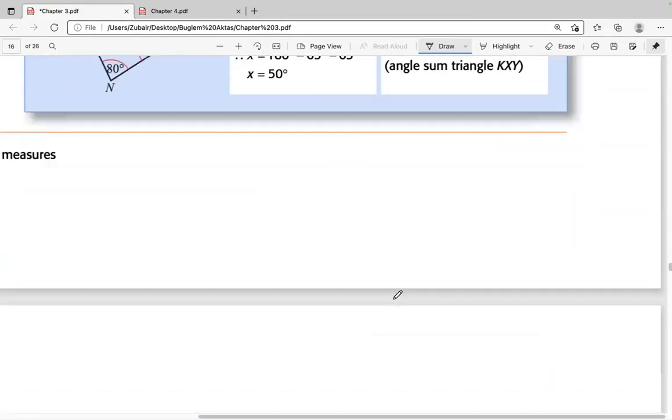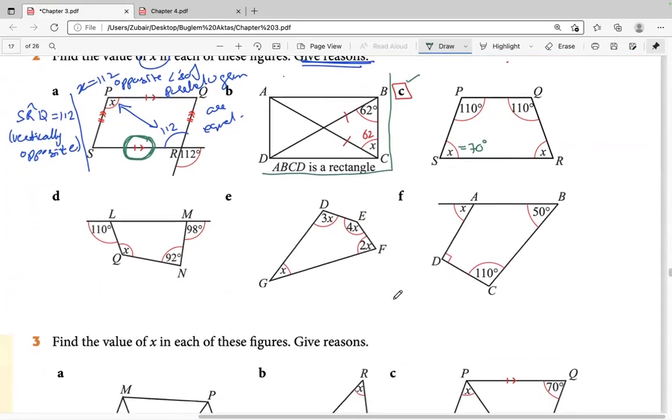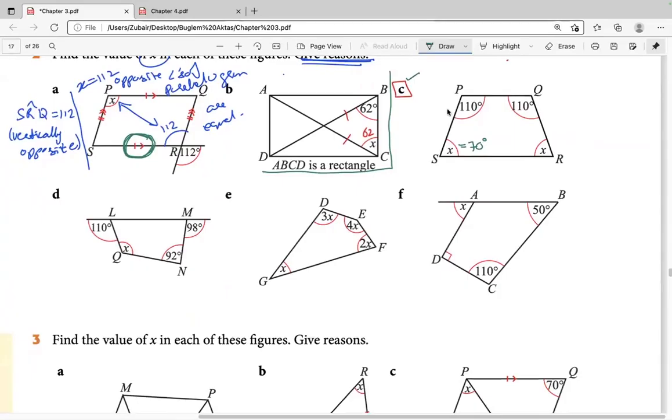So in this case, we can say the sum of all these four angles is equal to 360. 110 times 2 plus 2x is equal to 360. We can say it is a four-sided figure and the sum of interior angles is 360. Still, it comes out to be 70. Once we know that this is 70, I'm very sure that the sum of 110 and 70 is 180, which proves that these two sides are parallel.